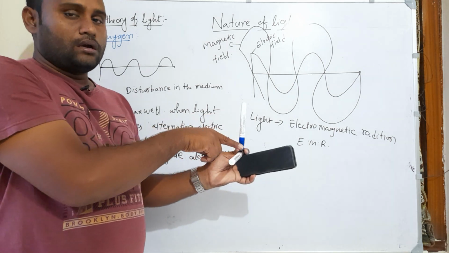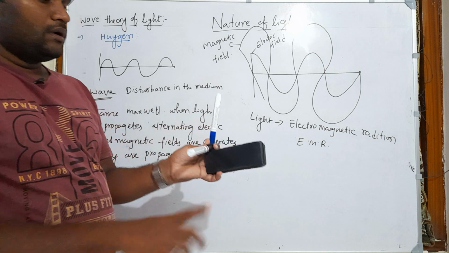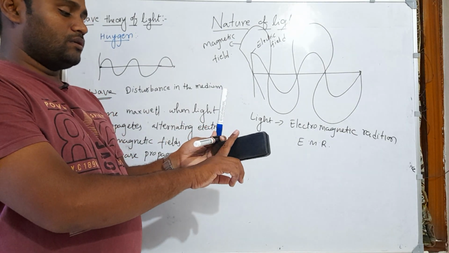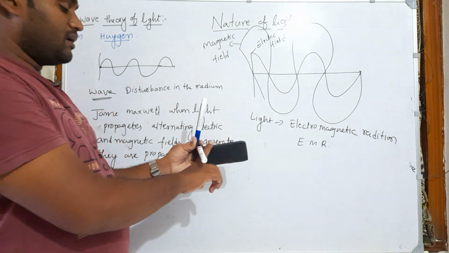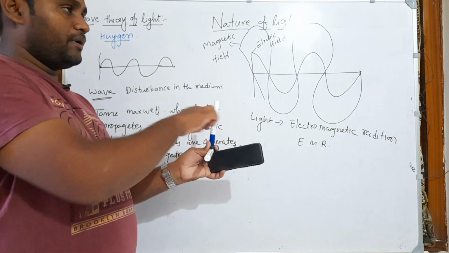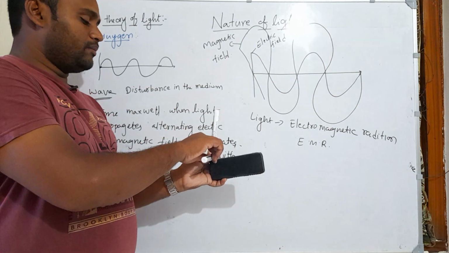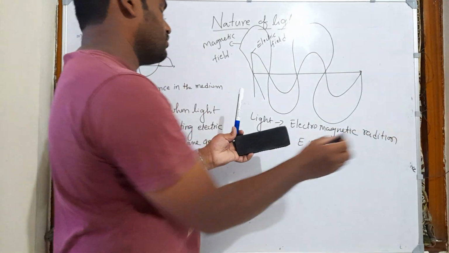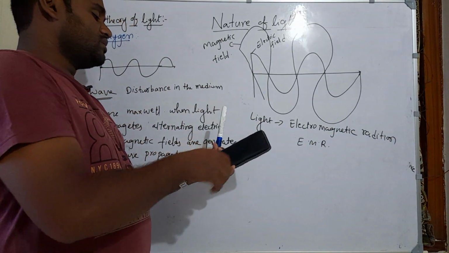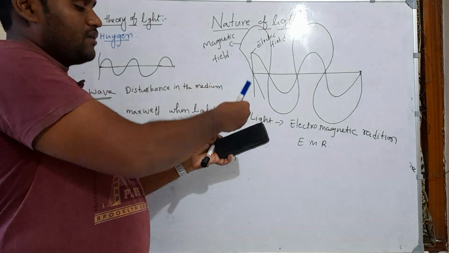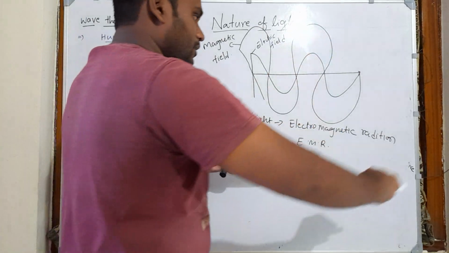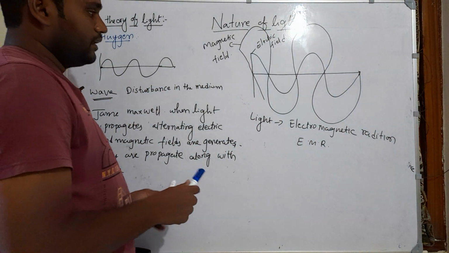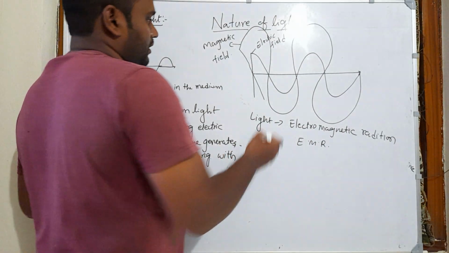Perpendicular means a 90-degree angle. Here, this electric field is also perpendicular to the path of the light, and the magnetic field is also perpendicular to the path of the light, but they travel along with the light wave with these motions. That's why this is called electromagnetic radiation, right? Simply we can show it like this.